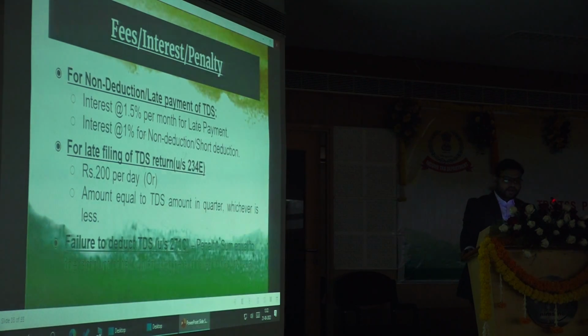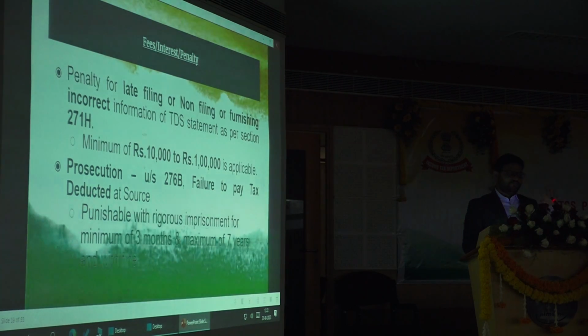And we have one more section, 271H, in this case for late filing of TDS returns. 234E is fees, which is inescapable; everybody has to pay. Whereas 271H, which is a penalty, will come in the case where the system sends notices to us and we have deducted and remitted, but we have not filed the return, and we are not filing the return even after 1 year from the end of the date in which the return was supposed to be filed.